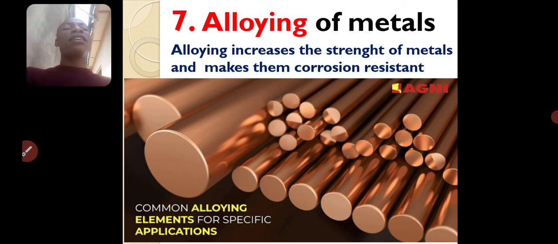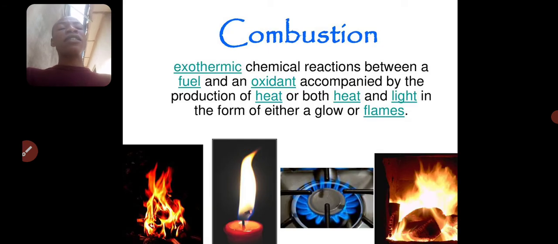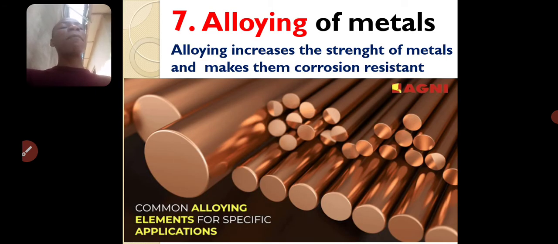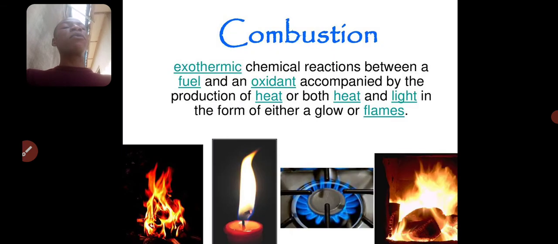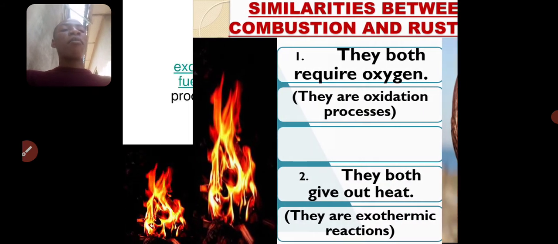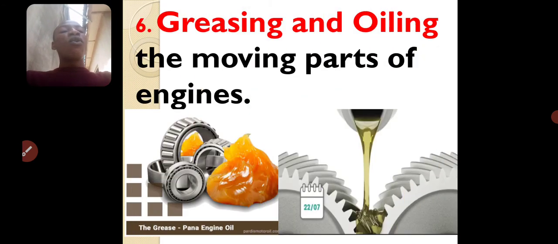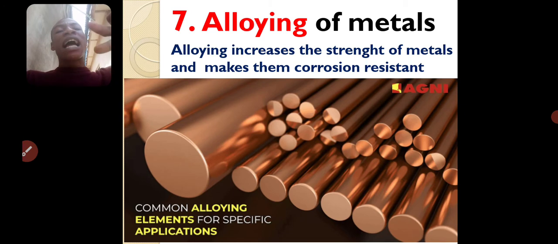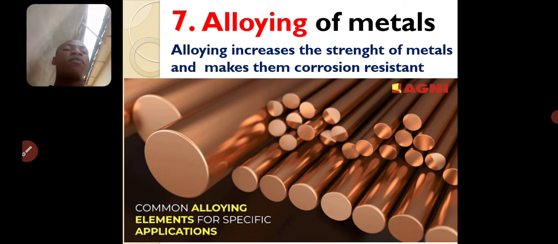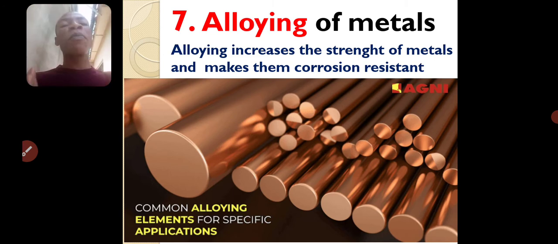Then finally, what I'll be talking about on how to prevent corrosion from taking place is sacrificial protection. What do you mean by sacrificial protection? When you protect a metal by using another metal, actually it differs from coating and electroplating in the sense that the metal that you are using is a more reactive metal than iron.